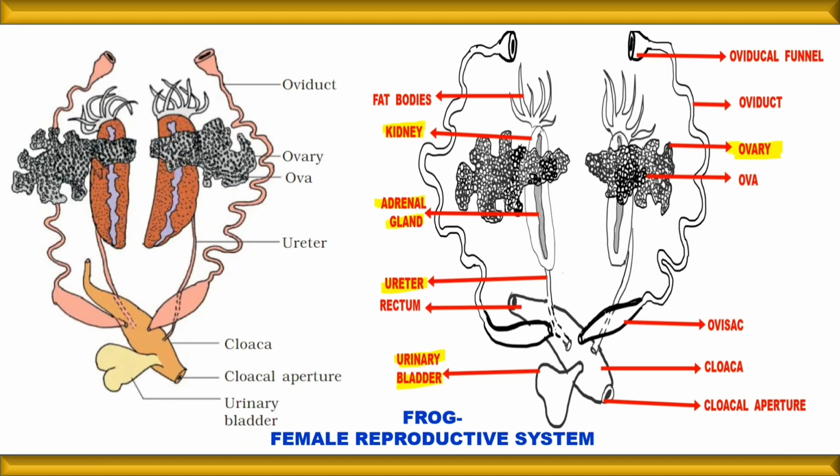And further, here you will also study about the primary sex organ, that is the ovary, which produces the ova, which is in fact picked up by the oviducal funnel that continues as an oviduct which carries it to the ovisac. The ova is collected in the ovisac and finally discharged to the outside via the cloacal aperture. So these are the important components of the female reproductive system.